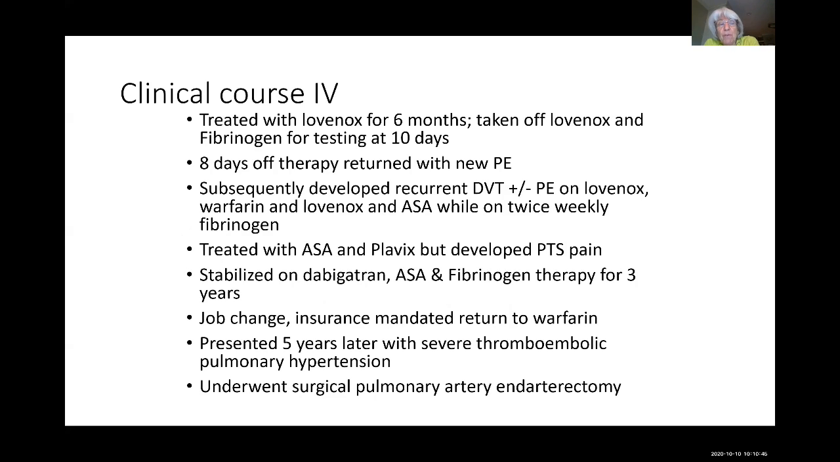This PE was treated with Lovenox for 6 months, and I'll just admit my failures. We did not know at that time if you needed to be on chronic anticoagulation.